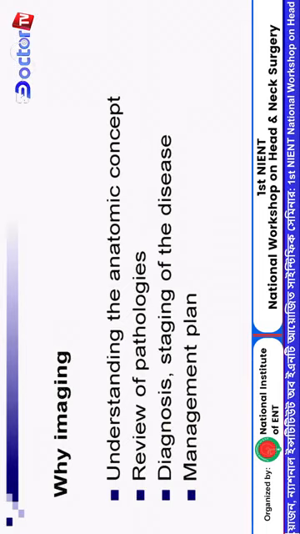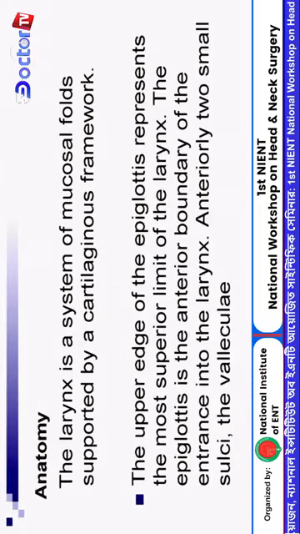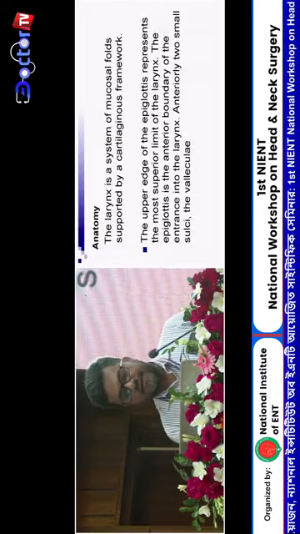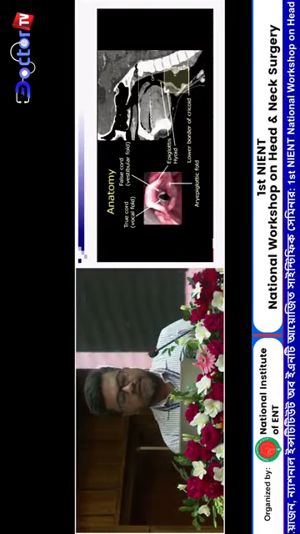First, why imaging? Understanding the anatomic concept, review of laryngeal pathologies, diagnosis, staging of the disease, and management plan. And anatomy of the larynx. The larynx is a system of mucosal folds supported by cartilaginous framework. The upper edge of the epiglottis represents the most superior limit of the larynx. The epiglottis is the anterior boundary of the entrance into the larynx, anteriorly to small sulci, the vallecula.